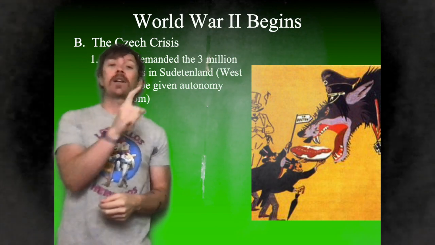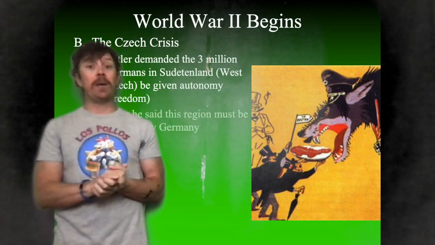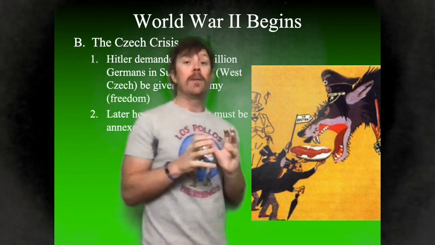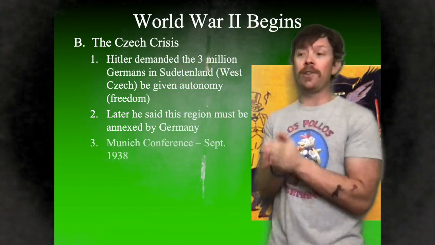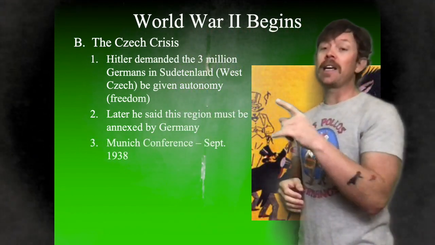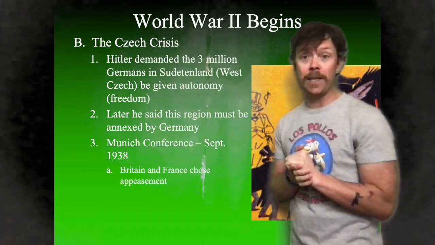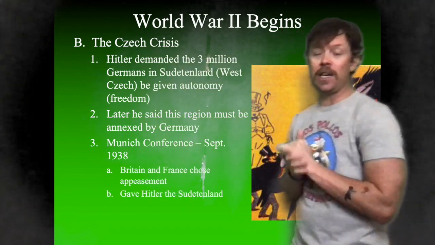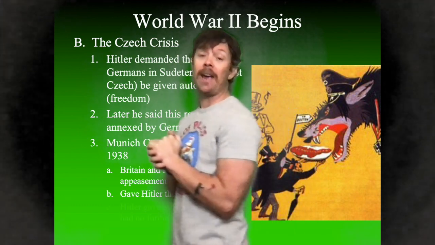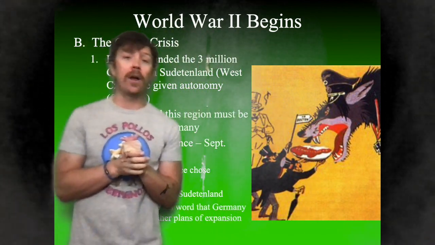Now, appeasement we talked about last class, and the face of appeasement becomes Neville Chamberlain, the prime minister of Great Britain during this time period. Hitler is going to give Neville Chamberlain his word that Germany had no further plans for expansion. Obviously, history proves that to be a foolish agreement on the part of Neville Chamberlain.